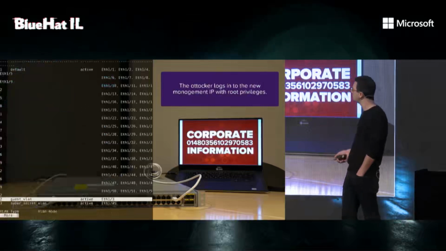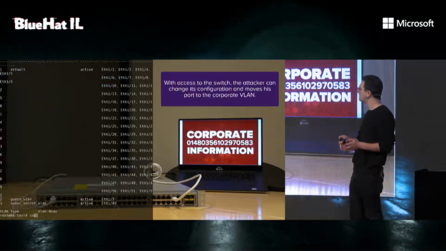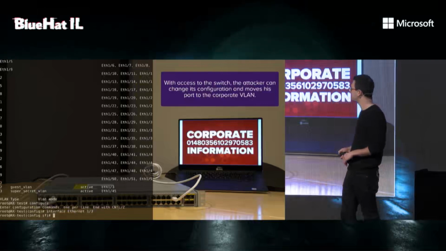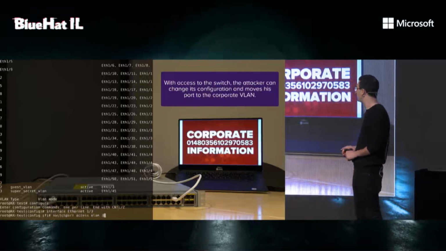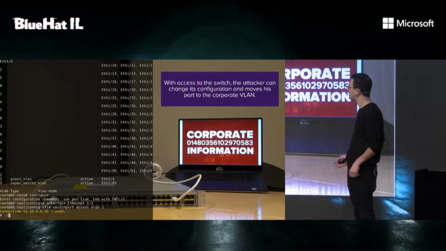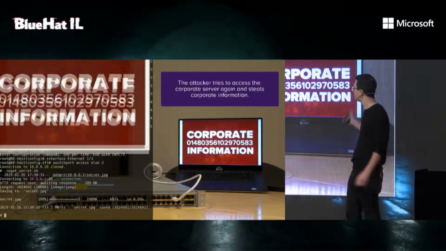In the configuration of the switch, he can then move his own port to the corporate VLAN or the super secret VLAN in this terminal. And once he's done that, obviously, he will be inside the same network as the corporate laptop. He can then access the corporate image in that file.